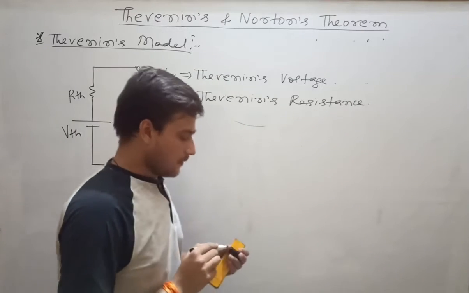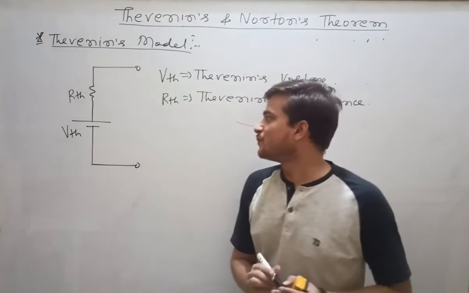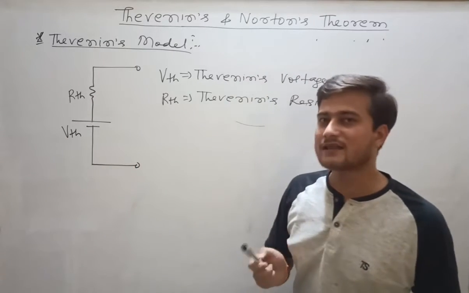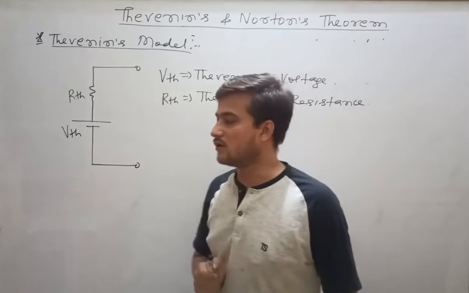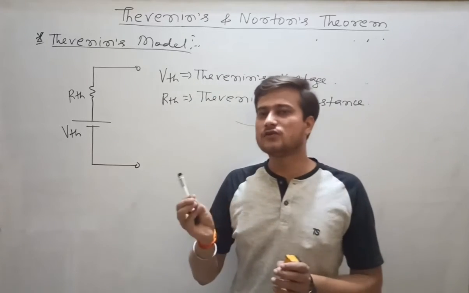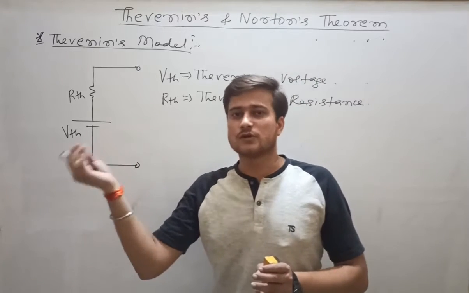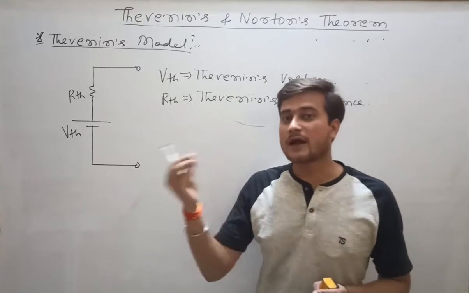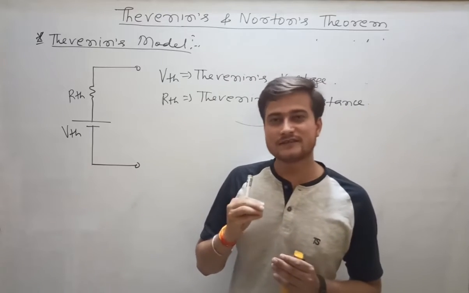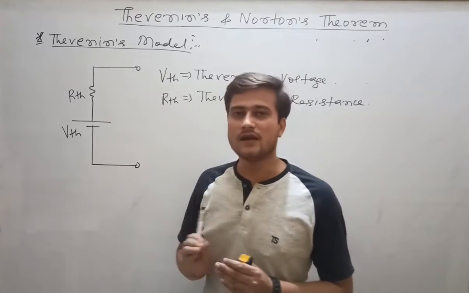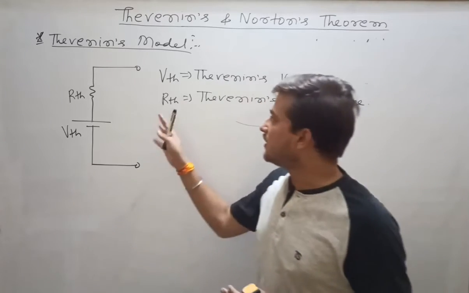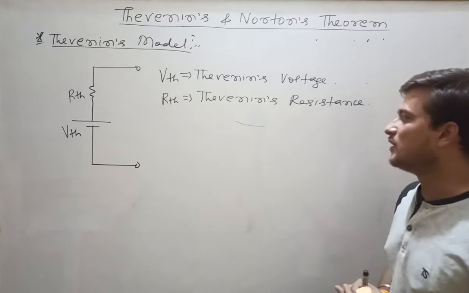Now you may have one question: why is Thevenin's model like this one only? This is because you are replacing a complex network with a single practical voltage source. If it is a practical voltage source, then its resistance will always be connected in series with the battery. Clear? So that's why its model is like this one.